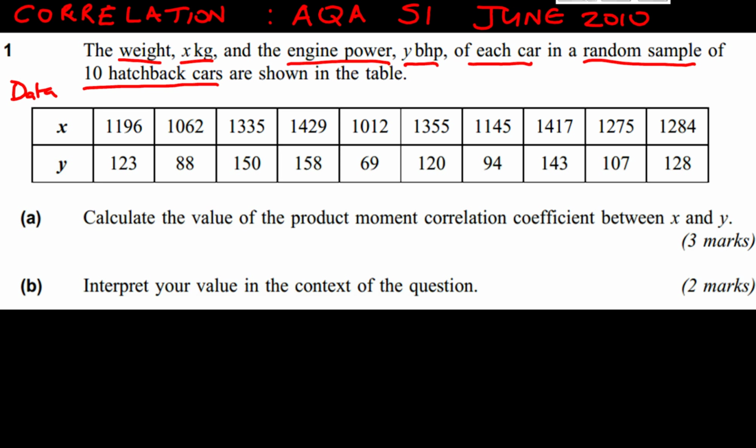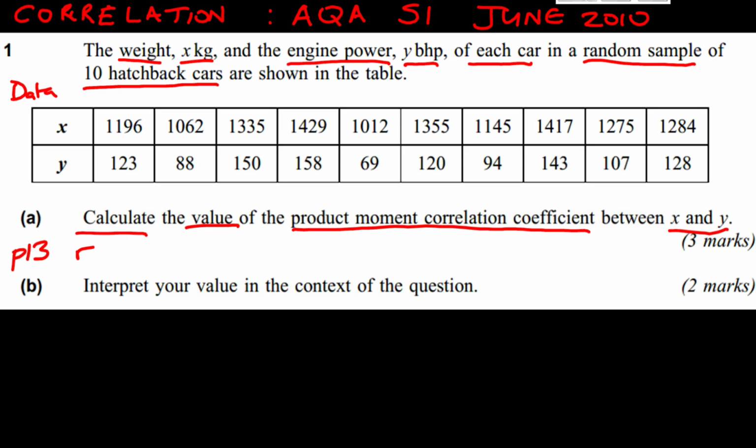Part A asks us to calculate the value of the product moment correlation coefficient between x and y. The product moment correlation coefficient, also known as Pearson's product moment correlation coefficient, is on page 13 of the formula book. We can see what the calculation is, but it's usually known as R, and we can actually find its value from our calculator.